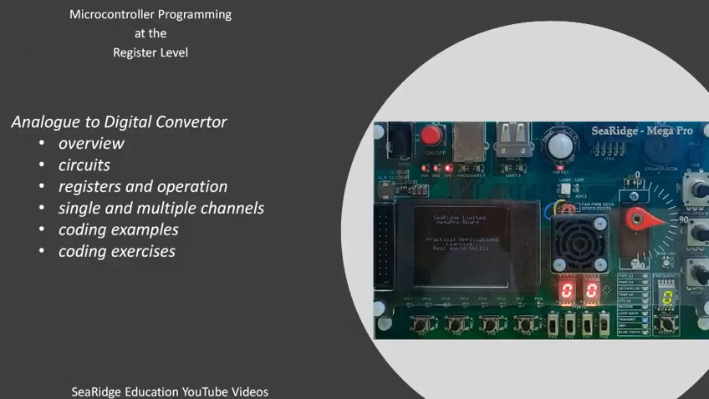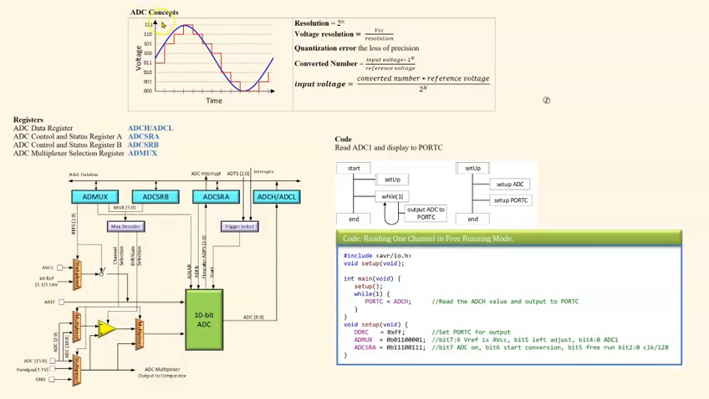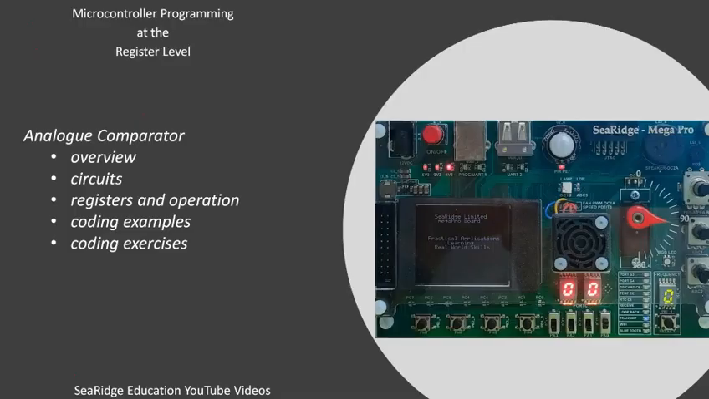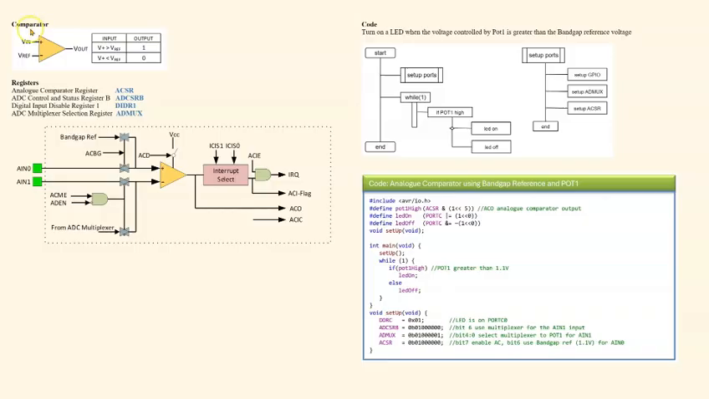I look at the analog to digital converter. We review ADC concepts. We look at the registers used with the ADC and how they interconnect, and then I give programming examples for using the ADC. I look at the analog comparator. I explain what a comparator is, the registers and how to program them. This shows the internal structure, and then I give coding examples of how to use it.